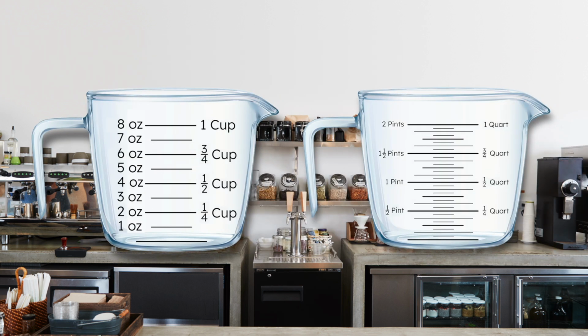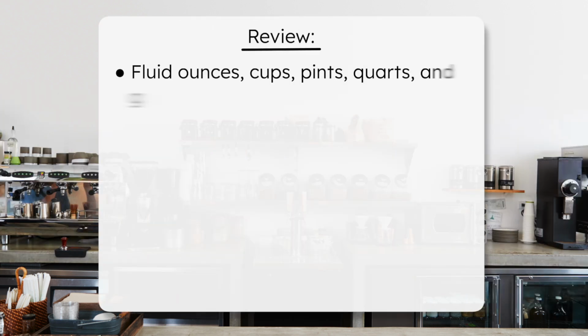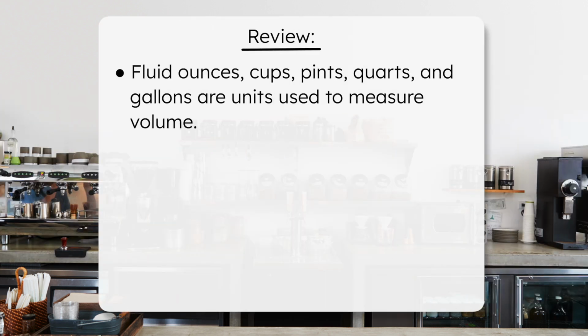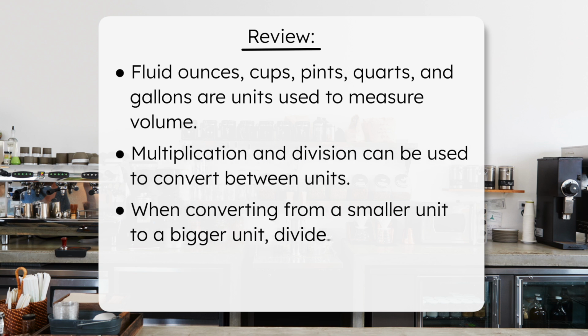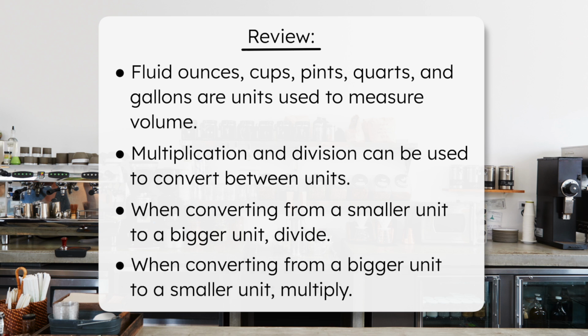So, what did we learn today, besides the fact that measuring ingredients can be really helpful? Well, now you know that fluid ounces, cups, pints, quarts, and gallons are all units we use to measure volume. And you've practiced converting between these units using multiplication and division. You know to divide when converting a smaller unit to a bigger unit, and to multiply when converting a bigger unit to a smaller unit. These relationships make it easy to switch between units, no matter what you're measuring.